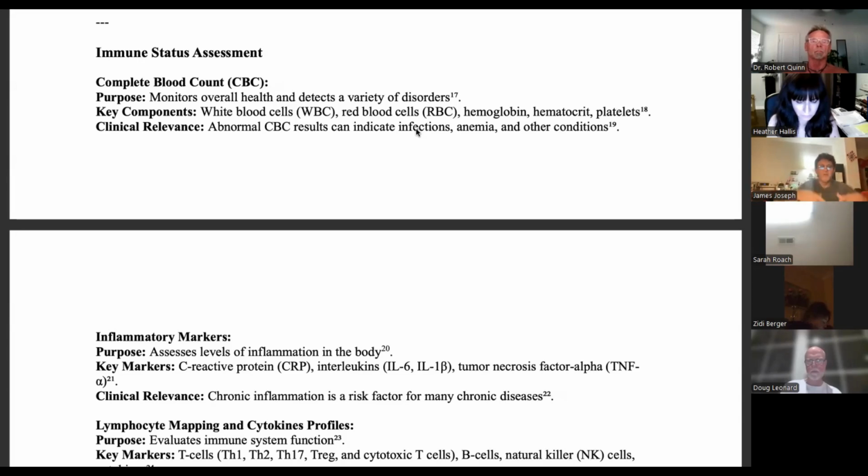So when we do the CBC, it's better to do a differential, not CBC only, because a differential CBC will tell you, okay, there's a lot of neutrophils. If you have too many neutrophils, what does that mean? That means you have too much Th17. If you have too many basophils and mast cells, that means Th2 dominant. If you have lymphocytosis, that's more Th1. So it gives you some picture about what's going on.